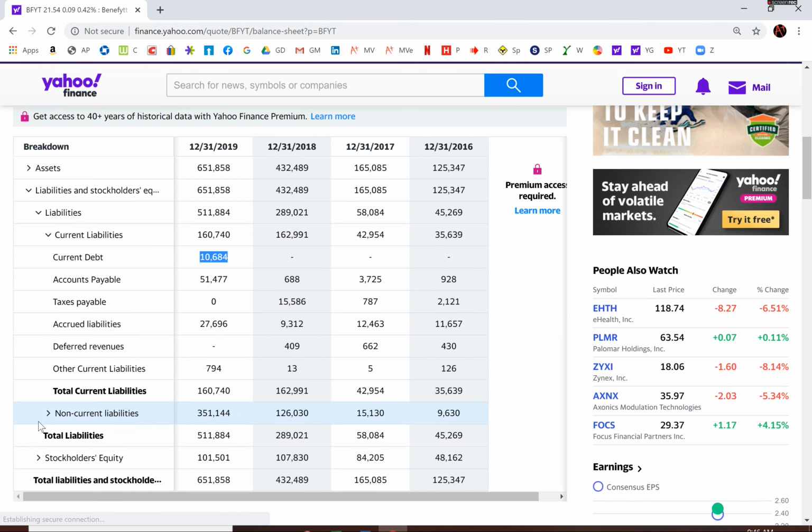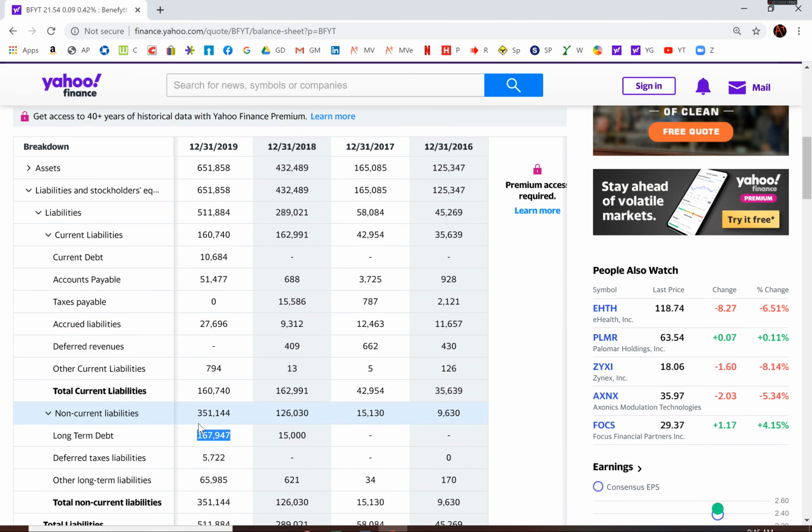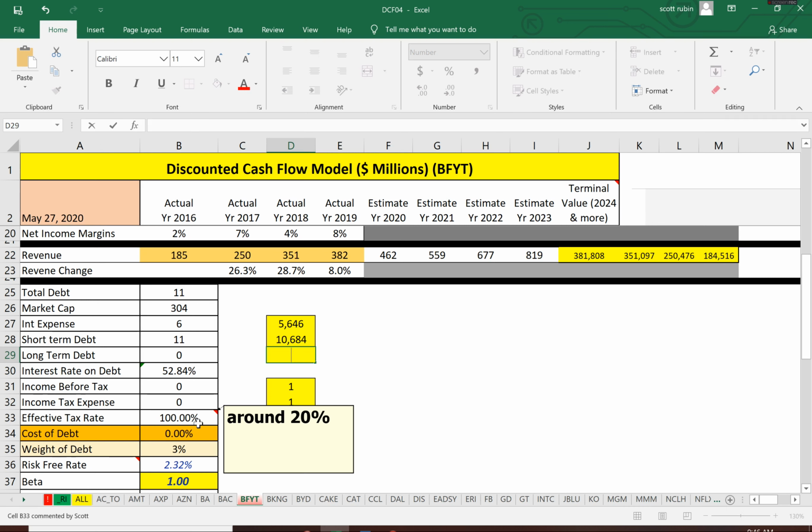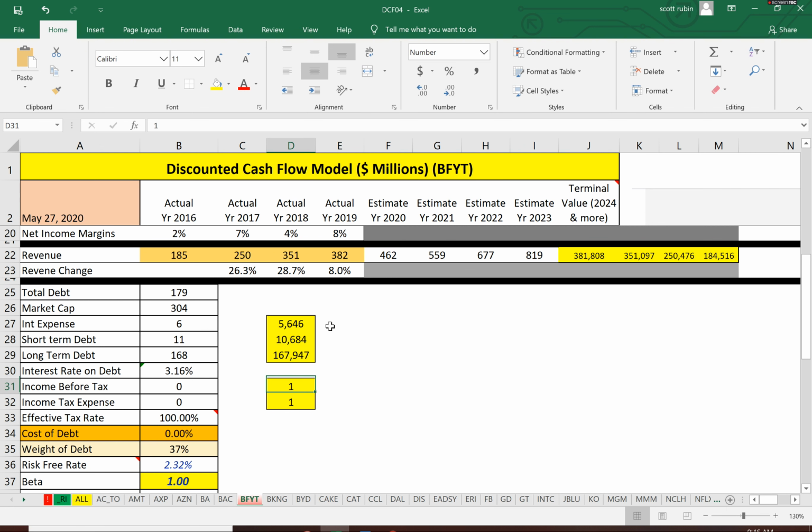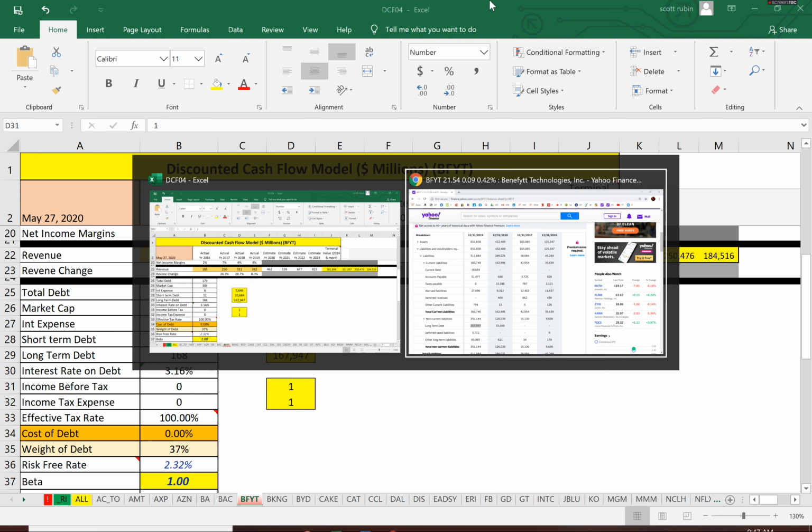And now we need long-term debt. That's debt that's due beyond 1 year. So they pay 3.16% interest on their debt. But interest payments are tax deductible, so we need the effective tax rate.